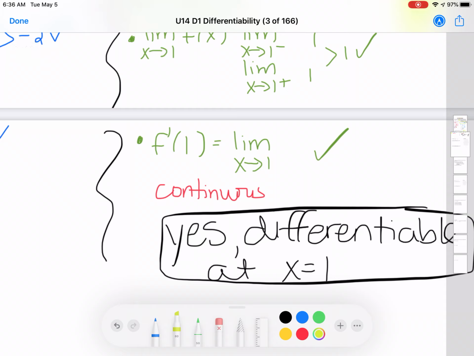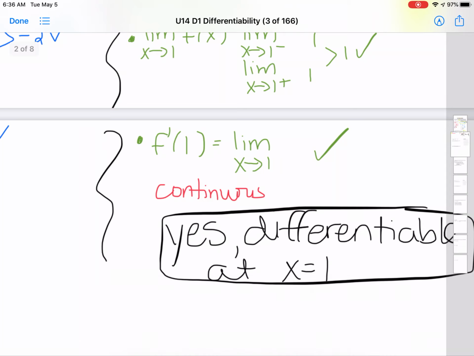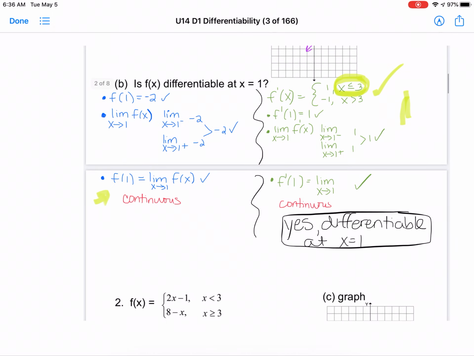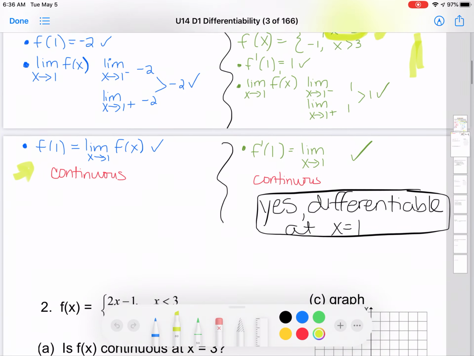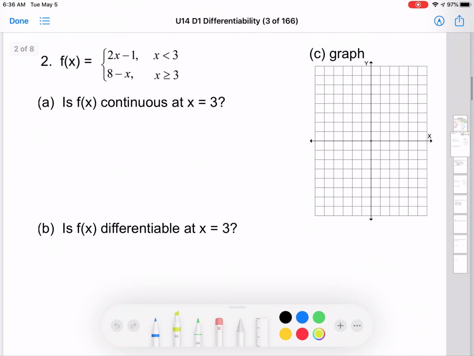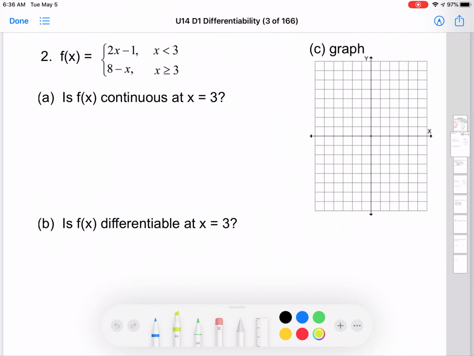Okay, so just because it's not differentiable at one point doesn't mean it's not differentiable at other points. And this is a common question on the AP, something to do with this, and it could be multiple choice too. So here's another piecewise function, and I'm setting it up in all parts again for you, just so we can really investigate and look at it.